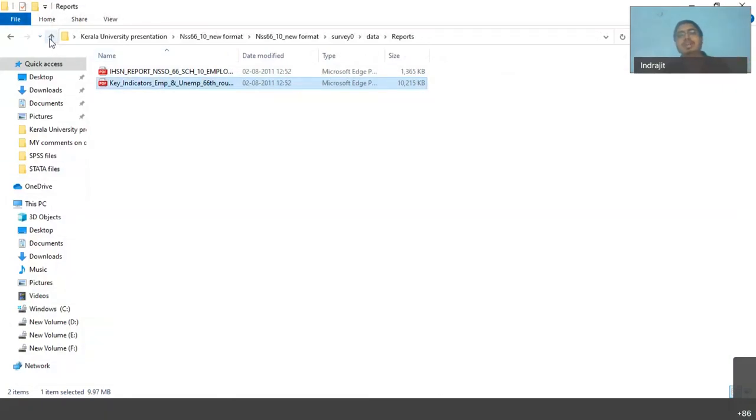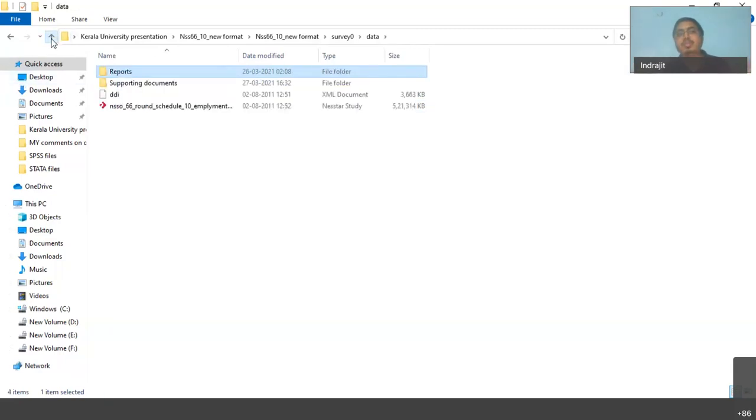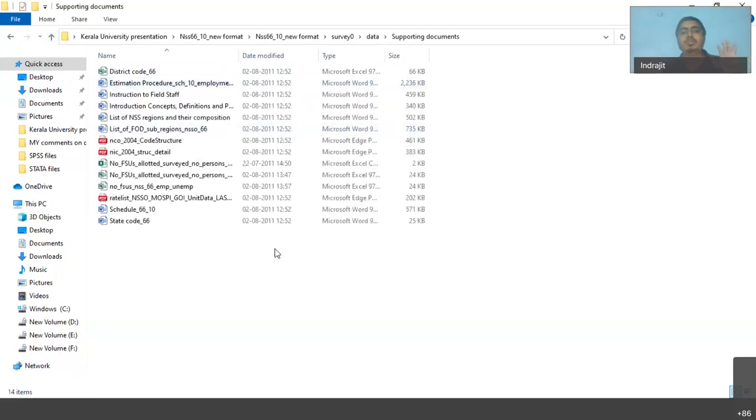Even without extracting data, sometimes professors and students quote the figures that NSSO has given, because they don't need to explore much. Their issues are different, but for supplementary documents, they have used this. So this information is available. Now, the most important thing is that along with data, we have supporting documents.